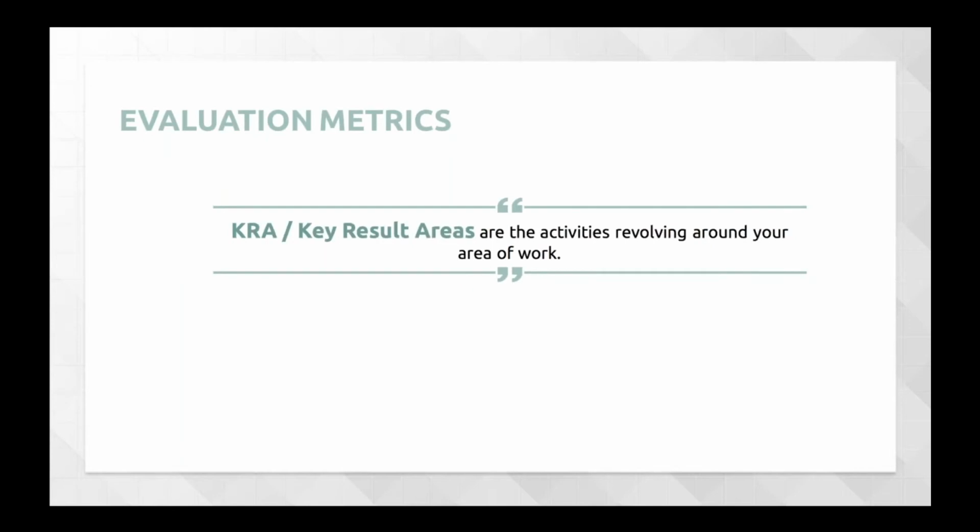Next, we have KRAs, or key result areas. These are goals or expectations that are associated with a particular area, the employee's area of work, in terms of performance here. So based on the employee's work profile or their area of work, you can set expectations and goals for them.